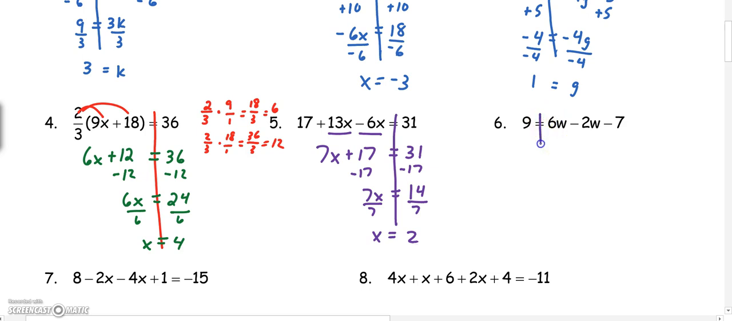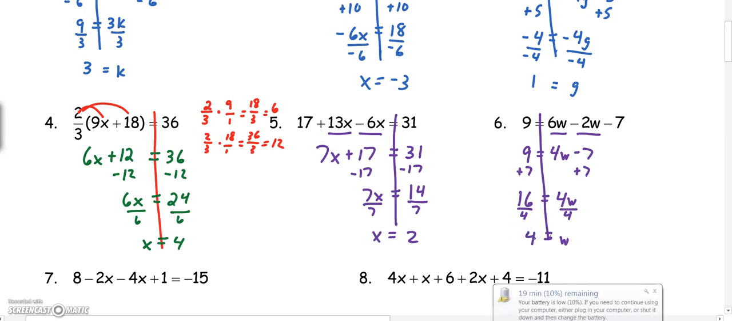Number 6, same idea. We have a 6w and a minus 2w. So I have 9 equals, I'm going to combine my like terms, 4w minus 7. Inverse of subtraction is addition, so we're going to add 7 to both sides. 16 equals 4w. Divide by 4. So w equals 4.